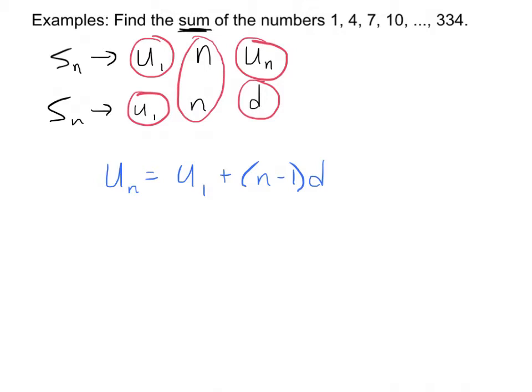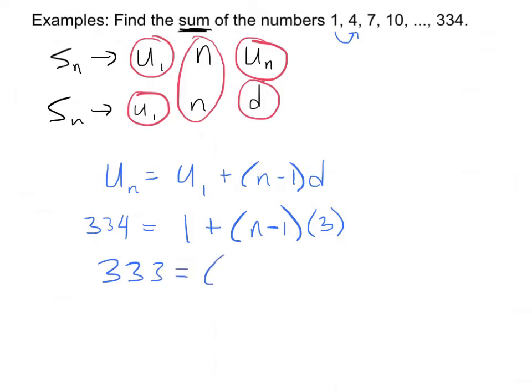Hopefully you recognize, if I put 334 here, I can put u_1, that was 1. I can leave this as n minus 1 because I don't know what n is, and then I multiply by the common difference. We can tell by looking that the common difference is 3. So if I solve this, I get 333 equals (n minus 1) times 3. That means 111 equals n minus 1, so n is 112.